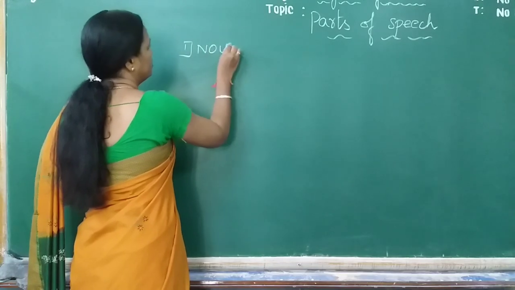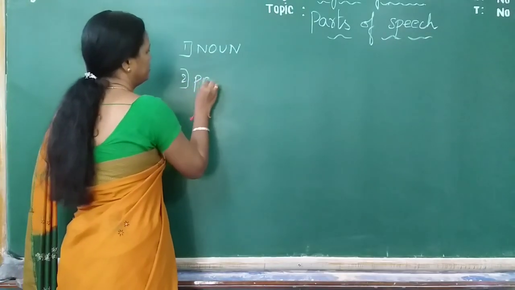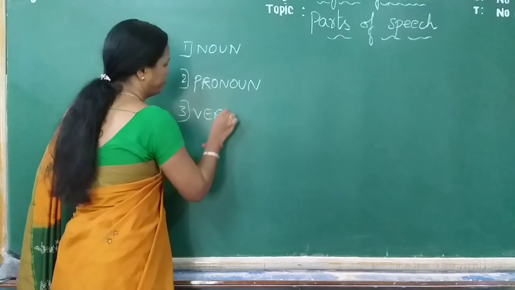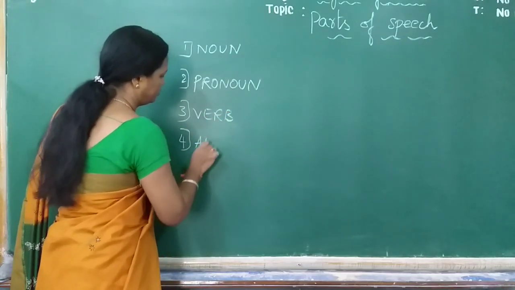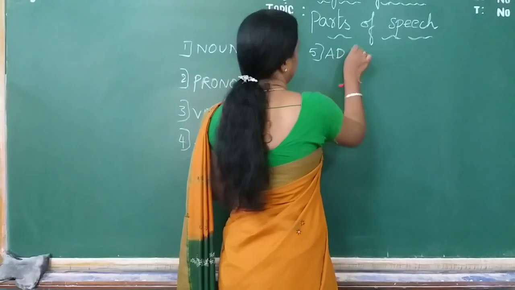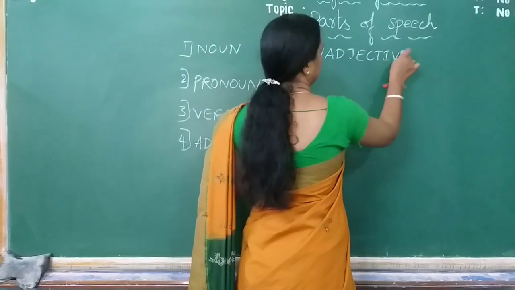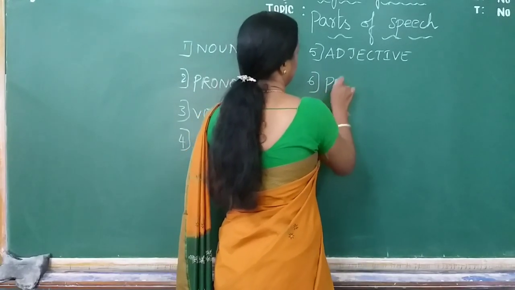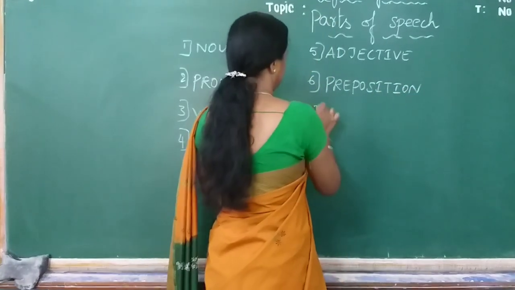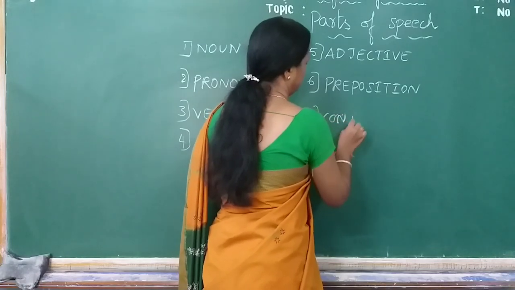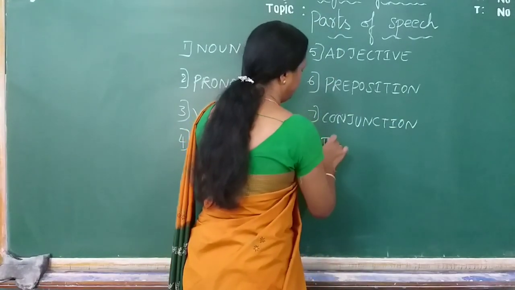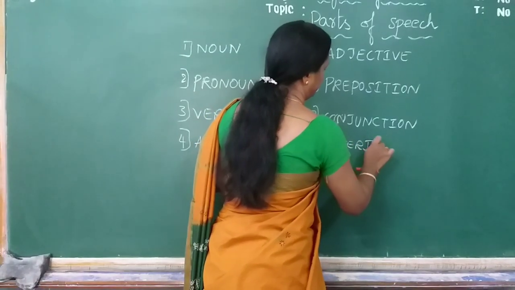That is, one is noun, second one is pronoun, third one is verb, adverb, adjective, preposition, conjunction, the last one is interjection.